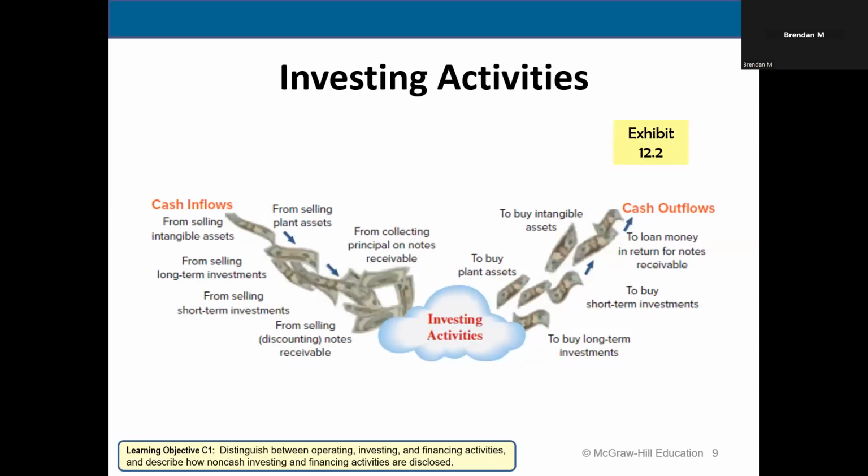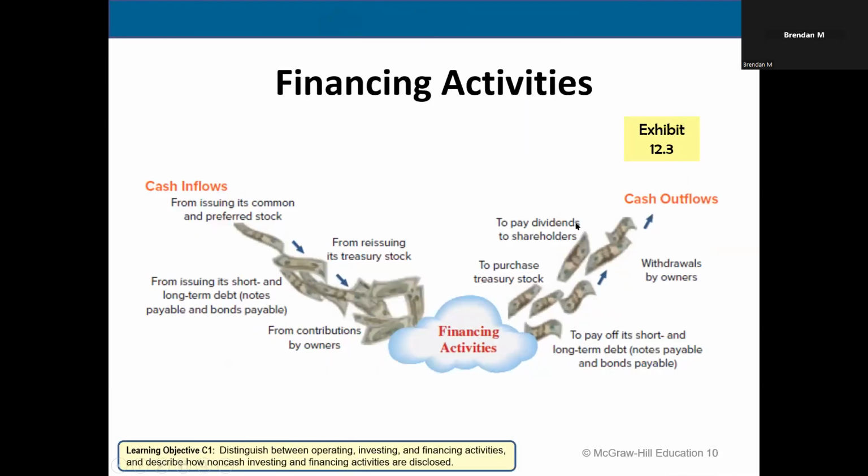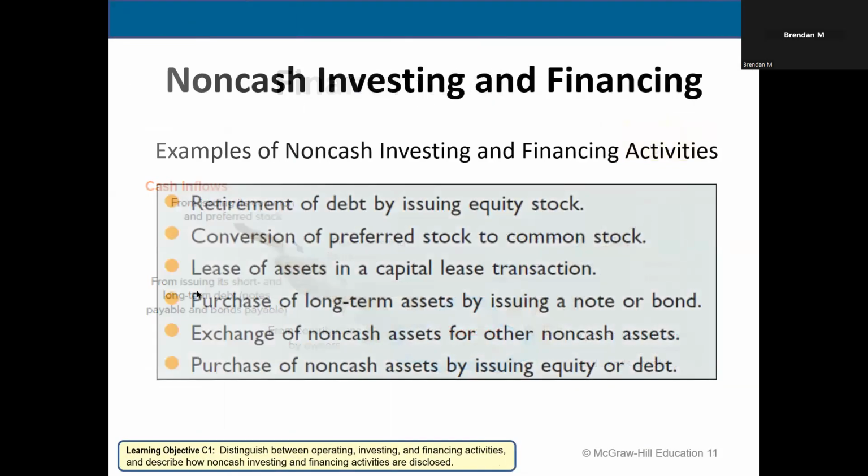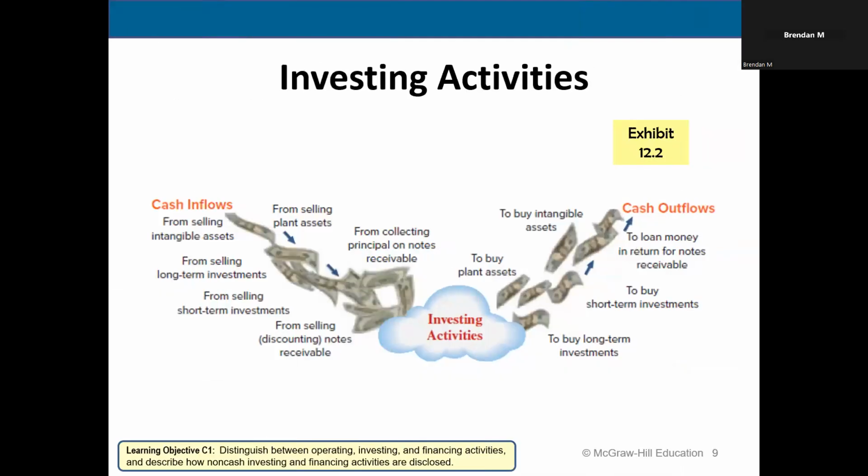Investing. Cash outflows, you bought plant assets, you bought a building, you bought a giant truck. That's considered investing cash flow. You bought a patent, intangible assets. Cash outflows, you maybe loan money for notes receivable. And what are the cash inflows from investing? Well, you sold your investment, you sold the plant asset. Eventually, you sell your long-term investments.